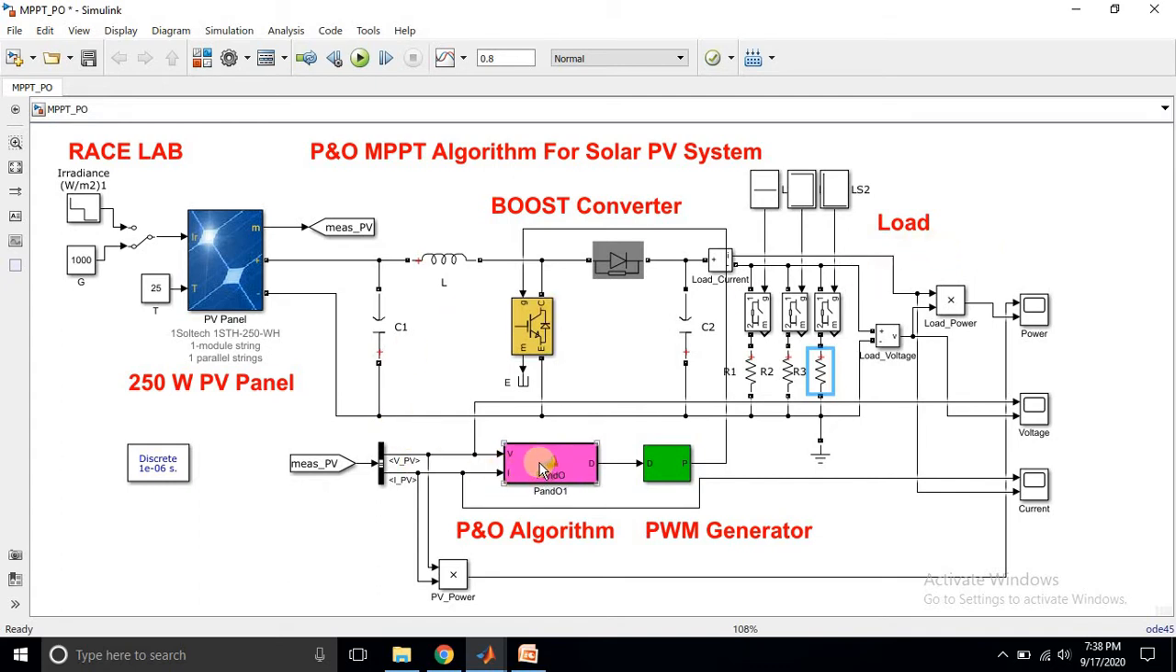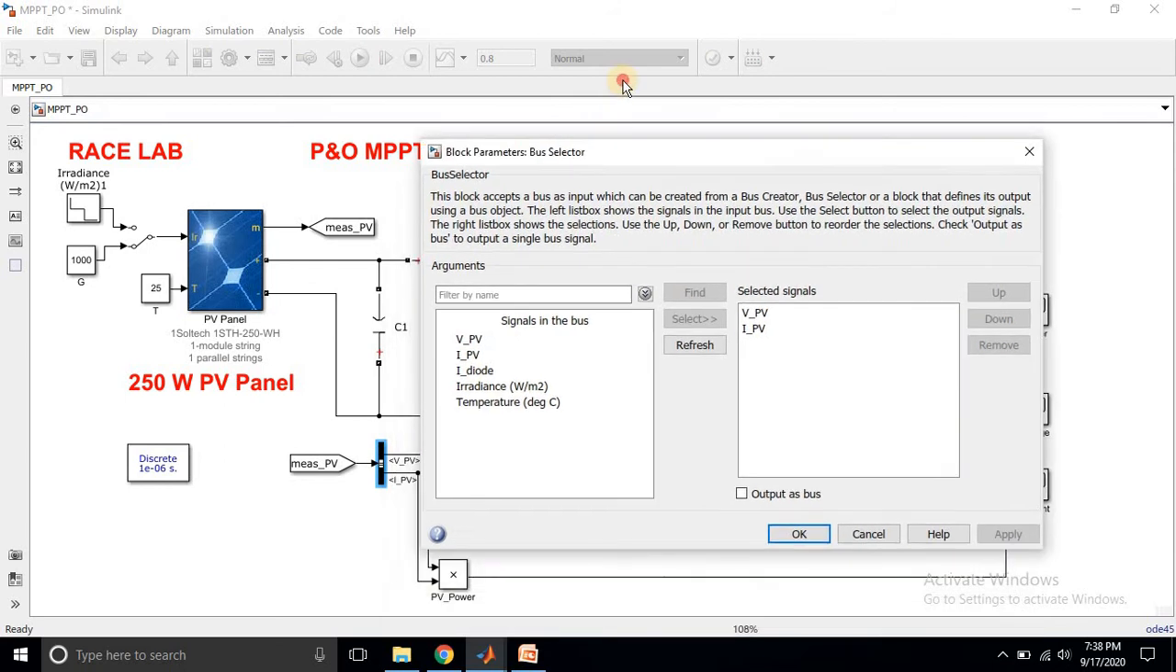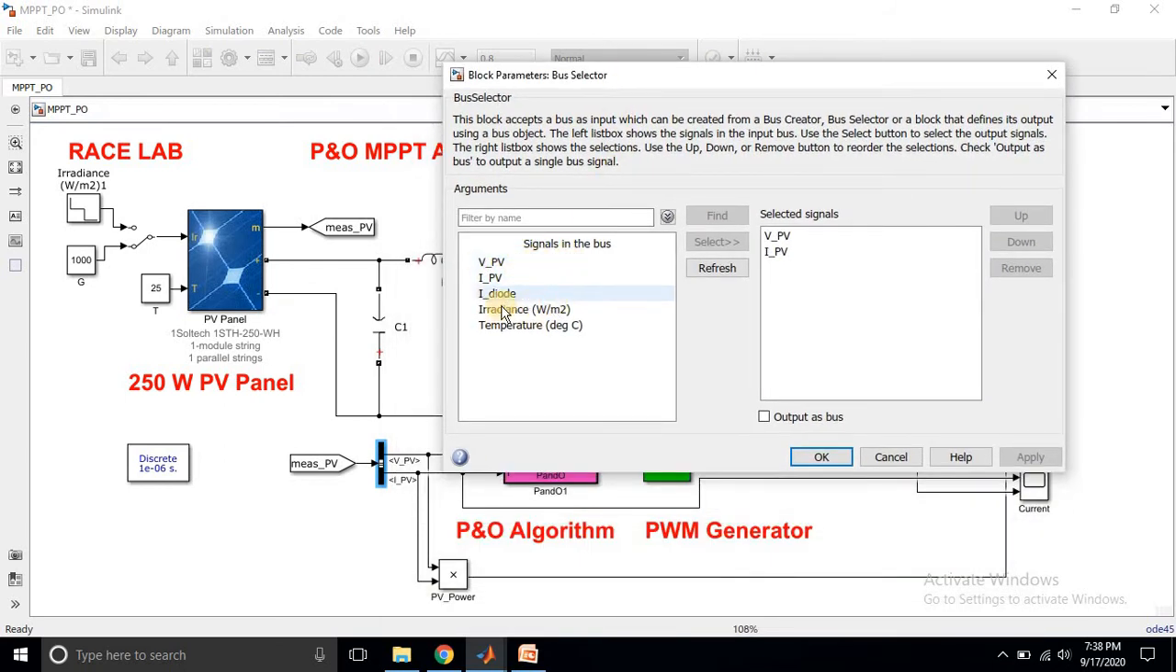And then this is the P&O algorithm. In order to execute the P&O algorithm, we need to measure the voltage and current of the solar PV panel. For that, go to the solar PV panel measurement and use a bus selector block. In the bus selector, we can choose different parameters of the solar PV panel: PV voltage, PV current, diode current, irradiation and temperature. Here we need only two parameters, the voltage and current of the PV panel. Just click and select the voltage and current of the PV panel.